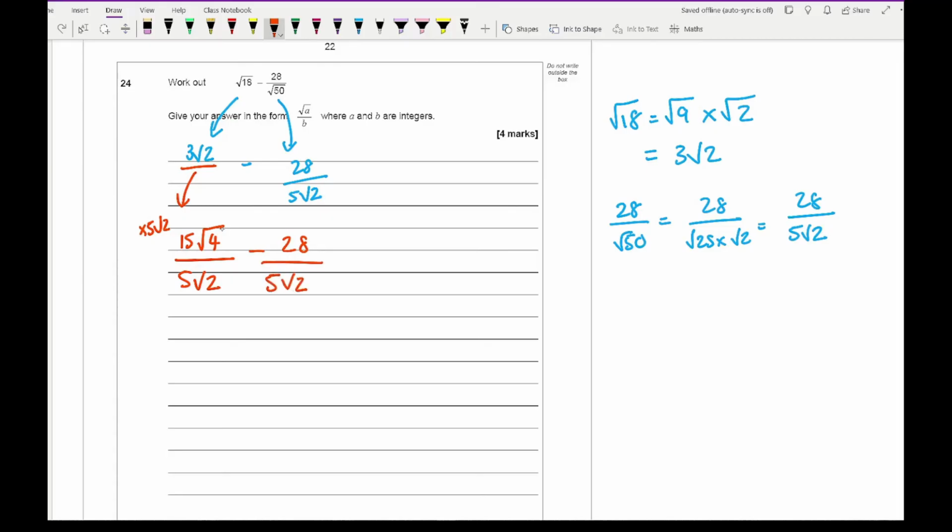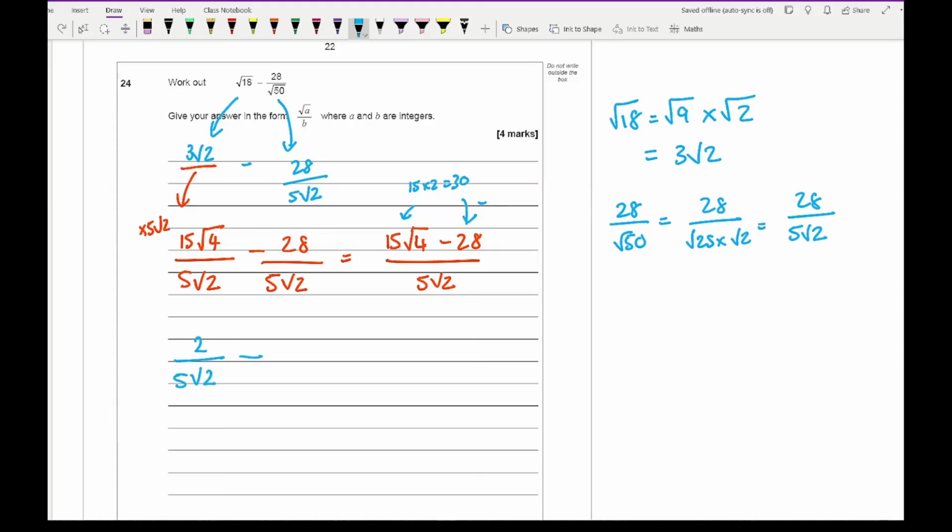Now because I've got a common denominator, all I can then do is write that as a single fraction, like so. Now from this, again, we need to rationalise the denominator, but before I do that, let's just simplify this. So this becomes 15 times 2, which is 30, and 30 take away 28 is going to give me 2, so I've got 2 over 5 root 2.